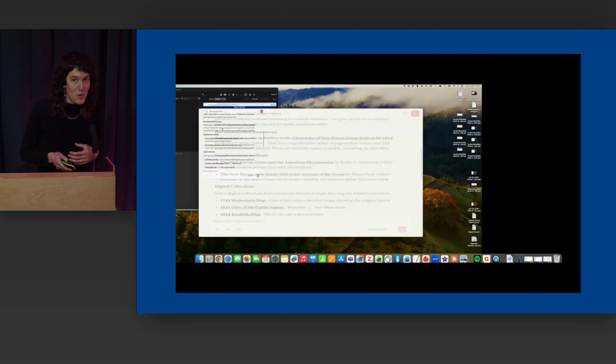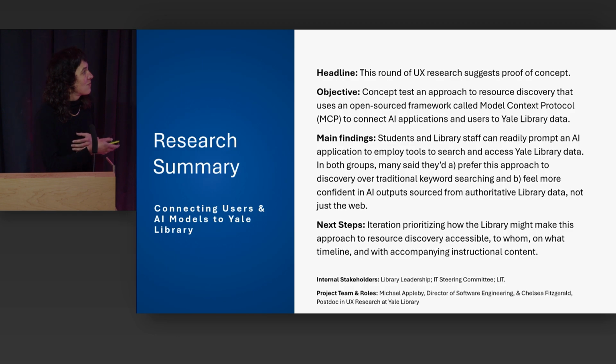So now I'll talk more about the research we did for this project so far. This has been a multi-method project. I'm going to talk about 2 efforts that have been involved, but we have used other methods that I won't talk too much about here. The headline is that this round of UX demonstrated proof of concept. We were trying to concept test this approach to accessing the catalog with our students and also library staff.